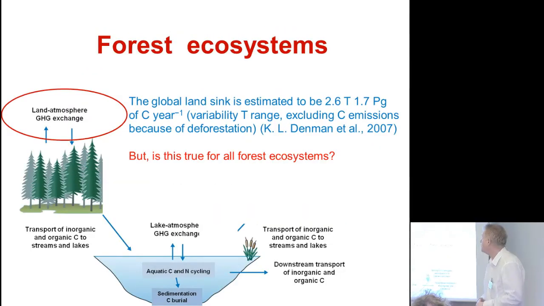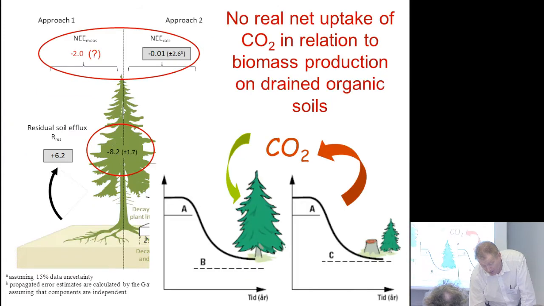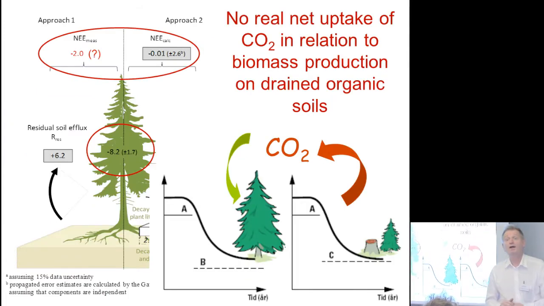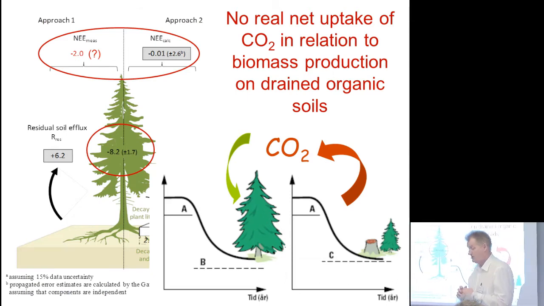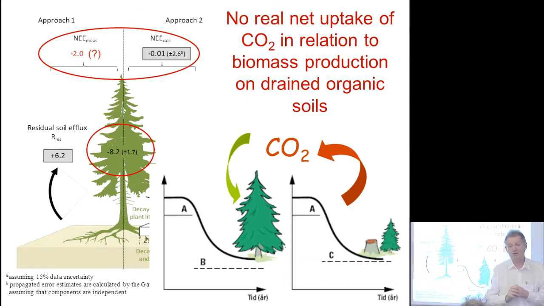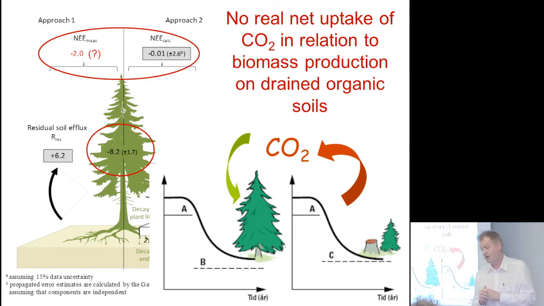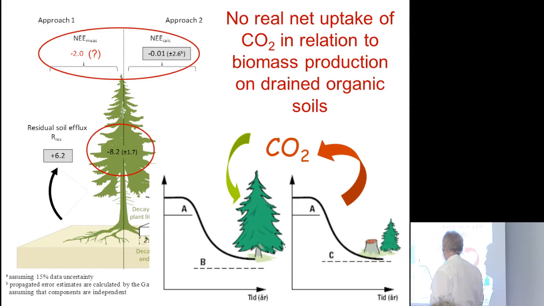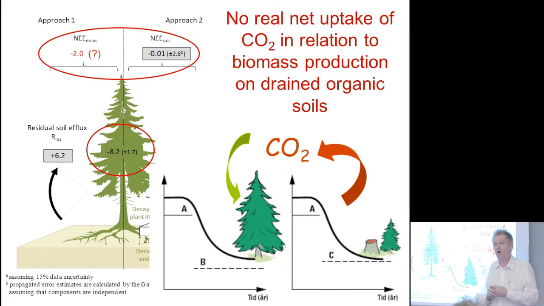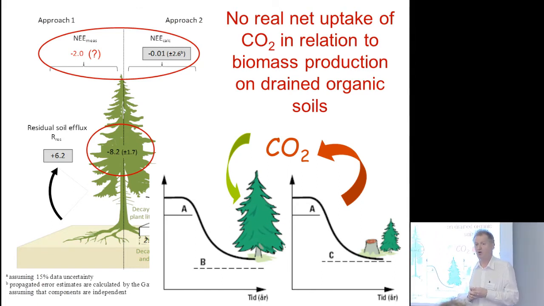Now, I said that forest was a net sink. This is not true for all ecosystems, and I will take up the drained organic ones. The reason why I take out the drained organic ones is that we have 700,000 hectares of drained organic farmed land around 1930. We have 300 now. And the Skogaryd where we're looking at is a drained former agricultural land that has been planted.